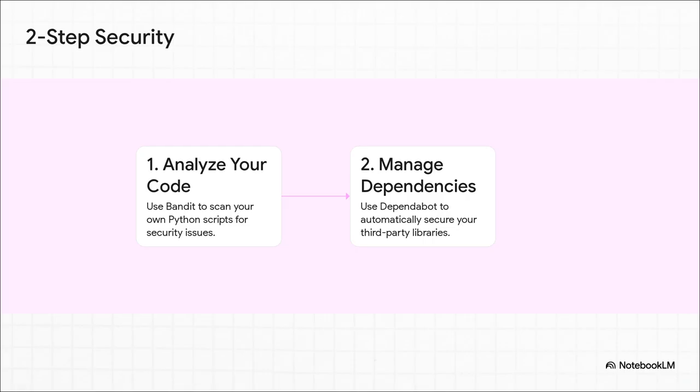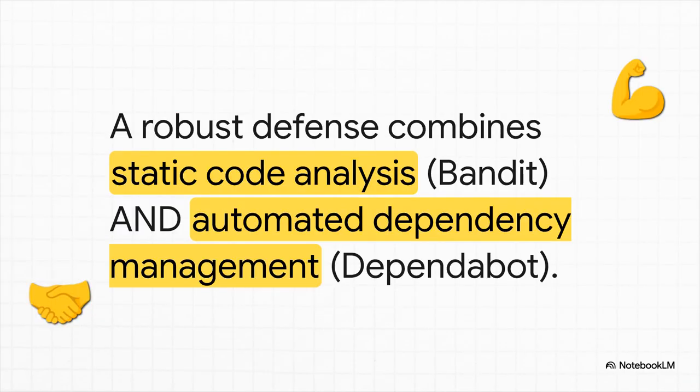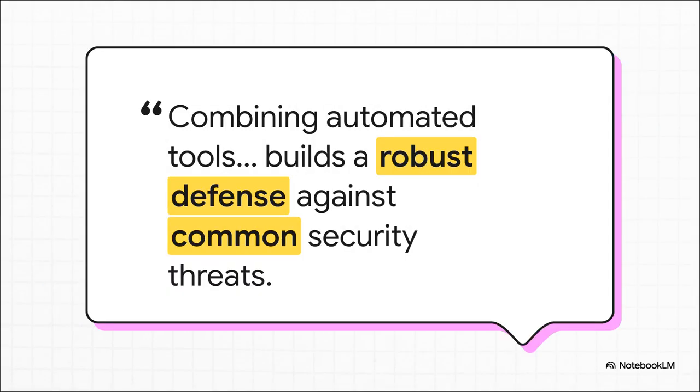It's a classic defense in-depth approach. And it's so important to remember this. Neither one of these tools is enough on its own. A truly robust defense only comes when you combine the static analysis of your code with the automated management of their code. When you do that, you're covering threats from the inside and the outside. And that is how you build the fortress we mentioned at the very beginning. By putting Bandit and Dependabot together, you create this powerful automated system, a really robust defense against the most common security threats you're going to face in the MLOps world.